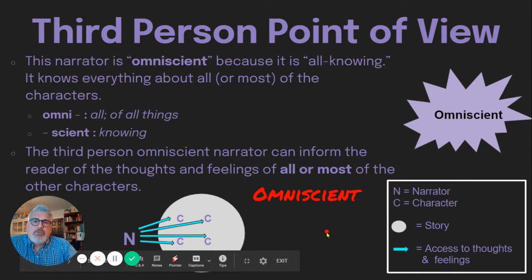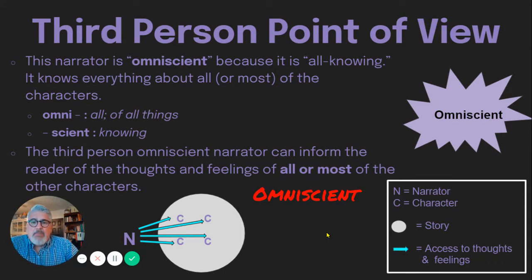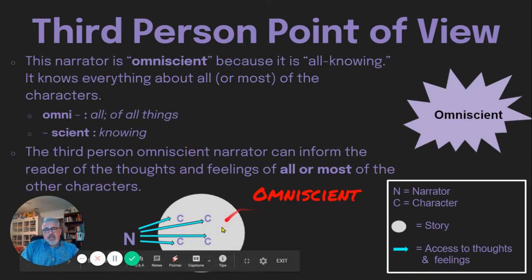Lastly, third person point of view, omniscient. The narrator is all knowing. It knows everything about all or most of the characters. Omni means all of all things, scient, knowing. So the third person narrator can inform the reader of the thoughts and feelings of most of the other characters. He can tell pretty much everything about each character.